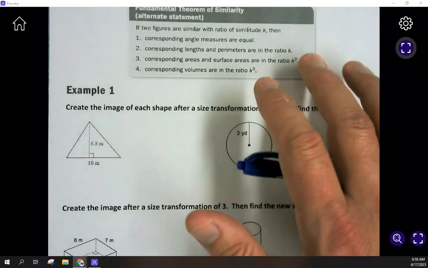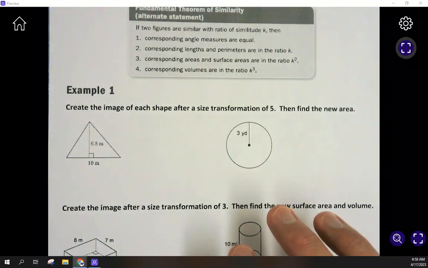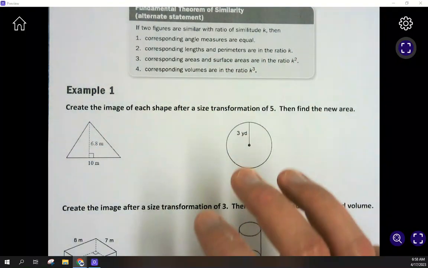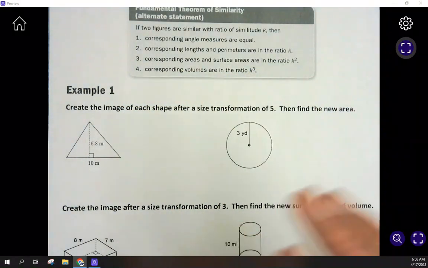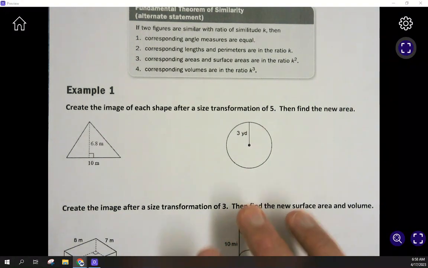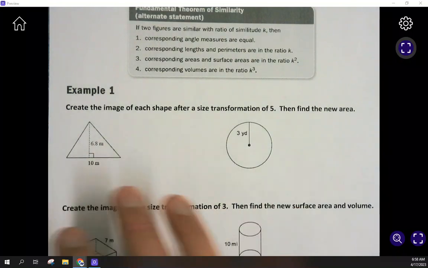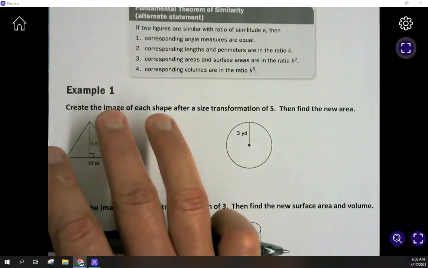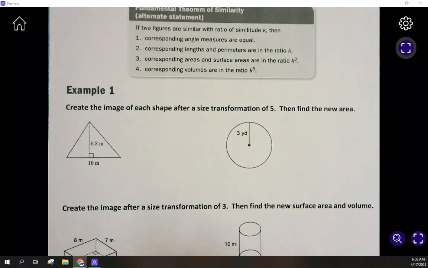Once we know that area, which is area of a two-dimensional shape, or surface area of a three-dimensional shape, is squared, just like the units, we're used to that, and the volumes are to the third power, just like the units that we're used to. It is pretty straightforward, but I think seeing it will help us remember. So for example, number 1, we've got two basic two-dimensional shapes. Create the image of each shape after a size transformation of 5, and then find the new area.